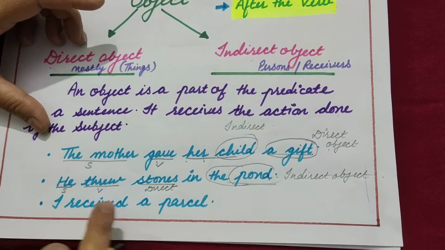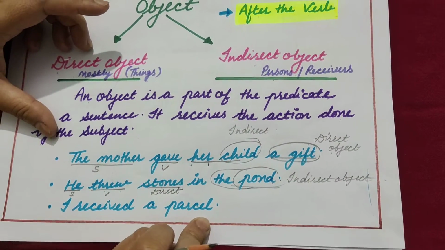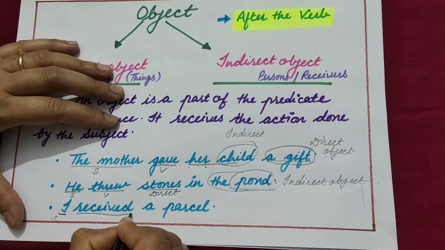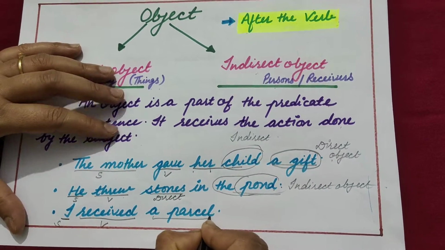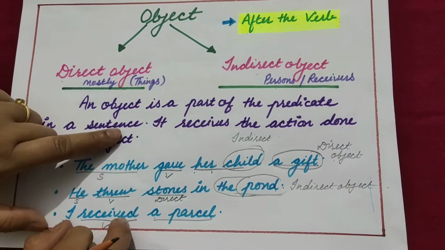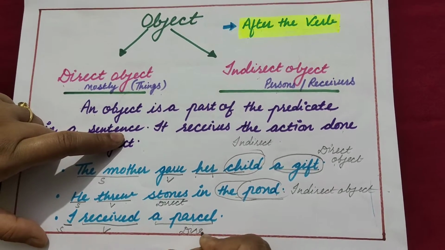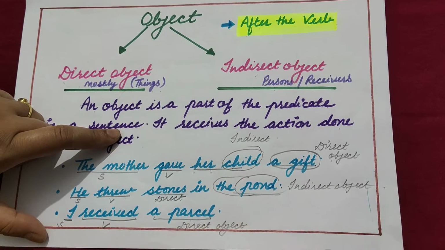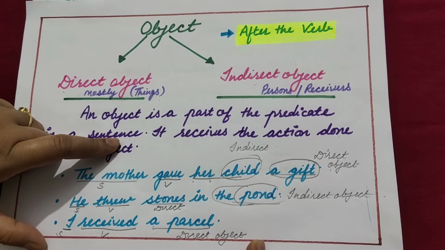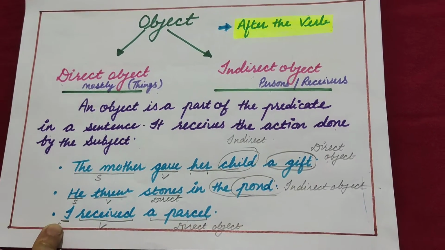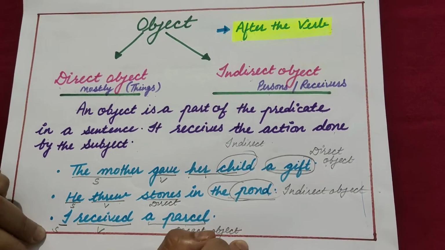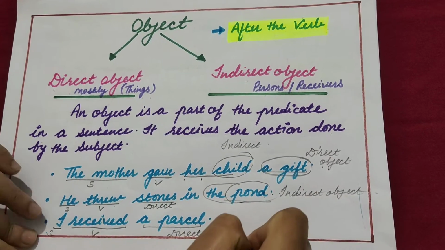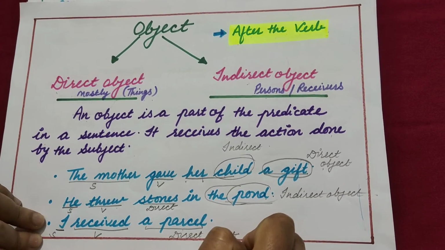Third one, I received a parcel. Now, you will see, I is the subject here, received is the verb here, a parcel is a thing, meaning this sentence has only the direct object. Which one is the direct object? Because there is no person given, right? You cannot say that I am getting the parcel, but directly we are talking about objects here. So, a parcel is the direct object here. In this sentence we do not have an indirect object.